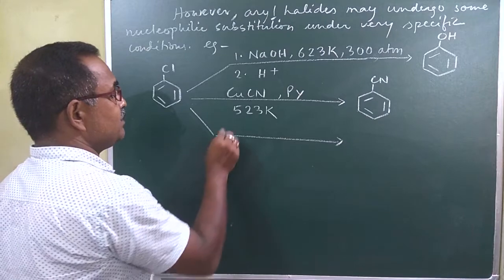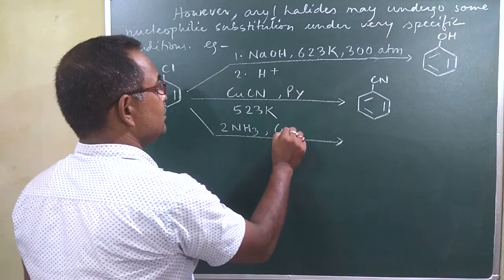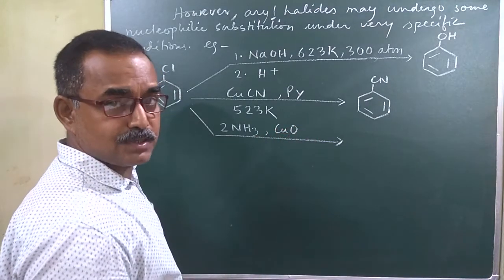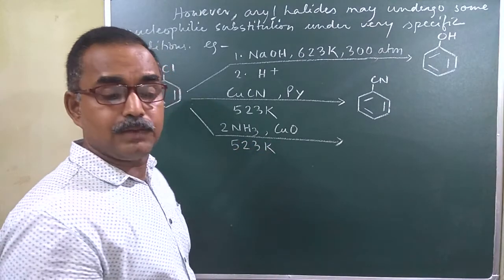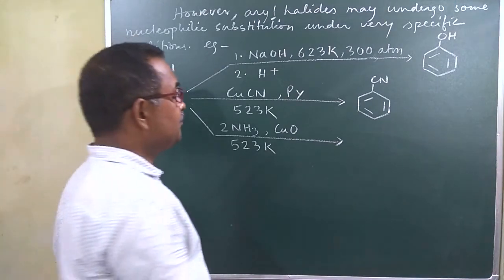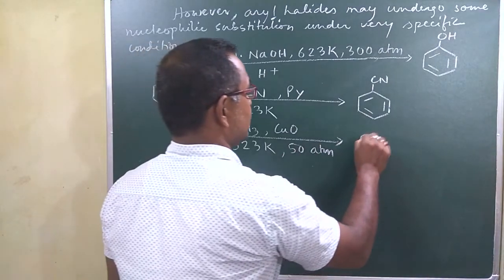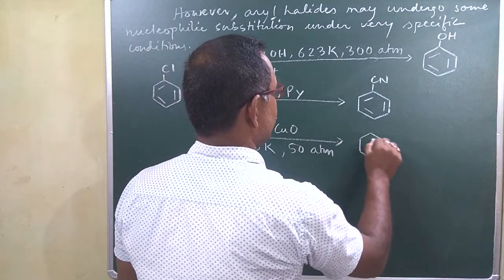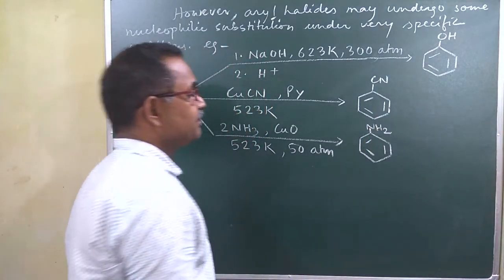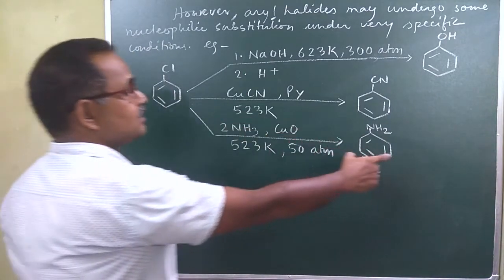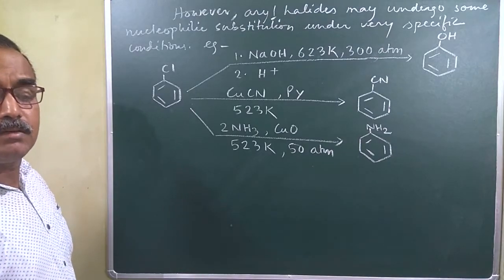The same chlorobenzene may be treated with ammonia in presence of CuO catalyst at 523 Kelvin and 50 atm pressure. In that case, chloride Cl minus will be replaced by NH2 minus. So chlorobenzene will give us aniline. This is another nucleophilic substitution of chlorobenzene.